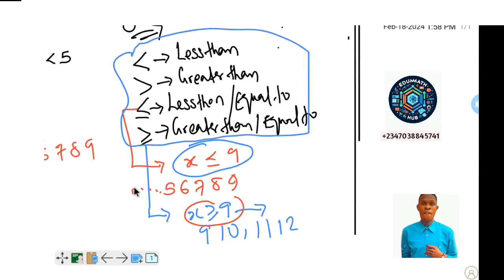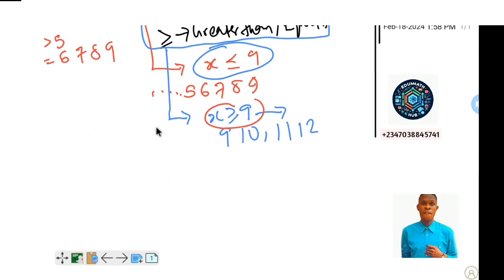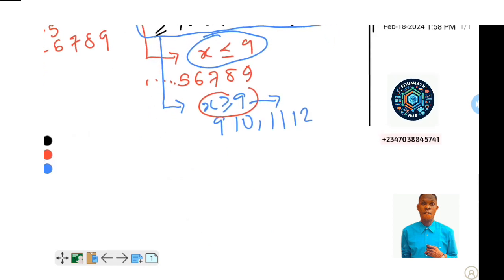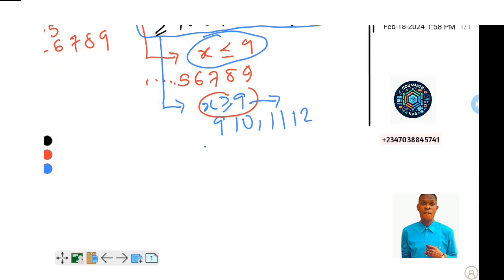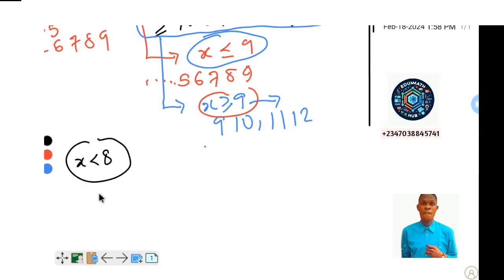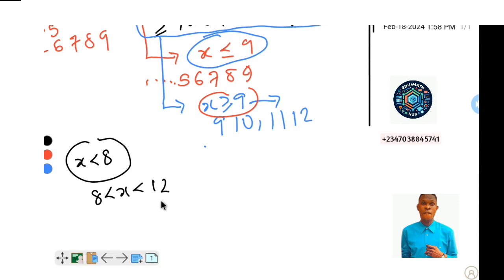Now let me quickly tell you how to combine these symbols. These symbols can be combined. Take for example the first one, you can have x less than 8. This is just a single variable, x less than 8. You can also have 8 less than x less than maybe 12.